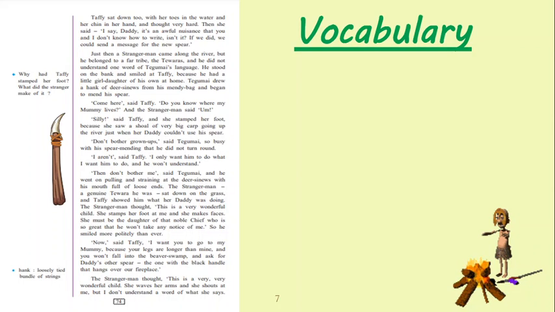"Now," said Taffy, "I want you to go to my mummy because your legs are longer than mine and you won't fall into the beaver swamp. And ask for daddy's other spear, the one with the black handle that hangs over our fireplace." The stranger man thought, "This is a very, very wonderful child. She waves her arms and she shouts at me, but I don't understand a word of what she says."